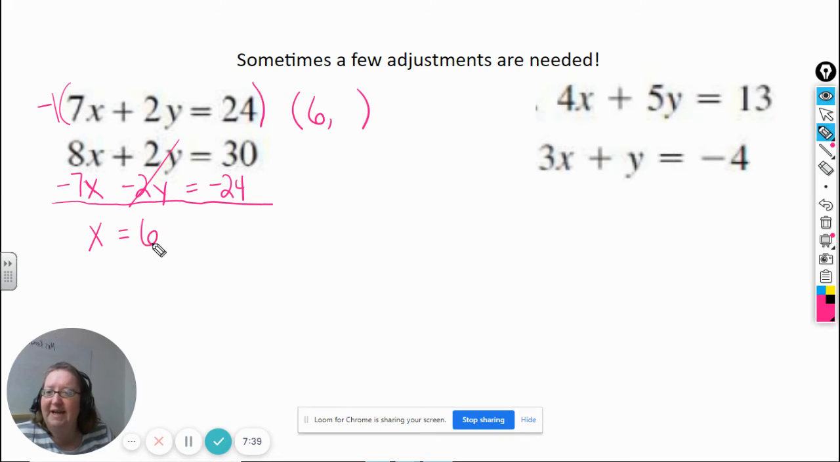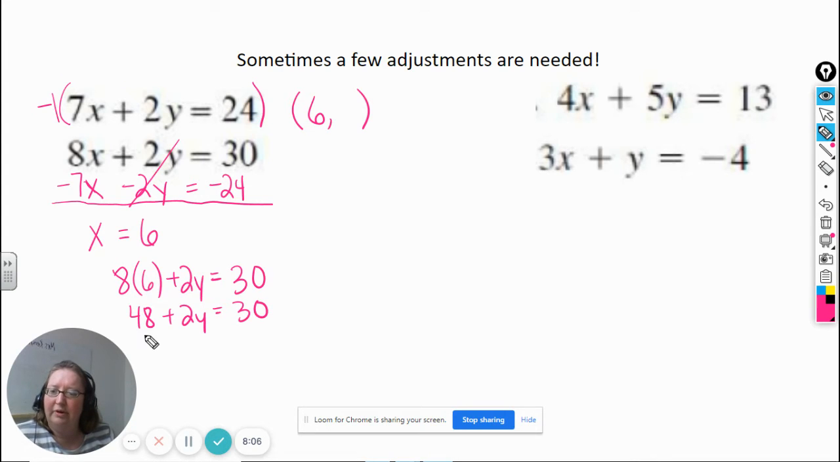Now I'm going to take that number and I have to substitute it back in. And you can choose either one of the equations. I guess I will pick the bottom one. So now I say 8x, which is really going to be 6 now, so that I can solve for the y, because you can only solve for one variable at a time. Okay, that's 48 plus 2y is equal to 30.